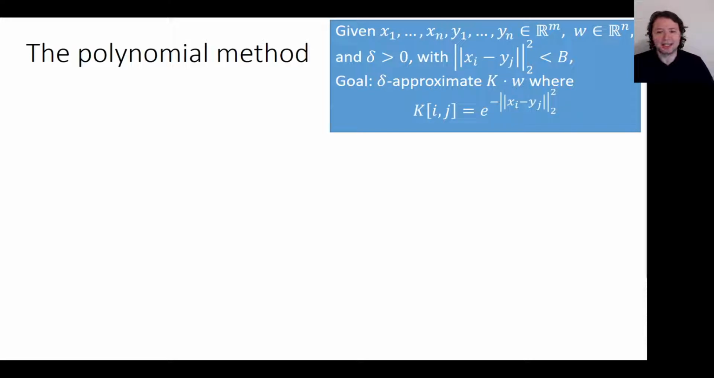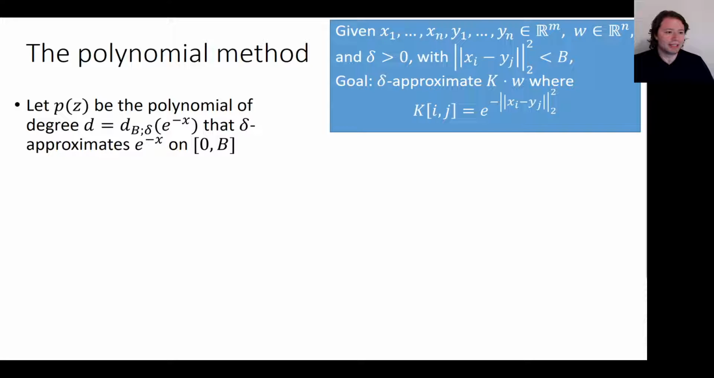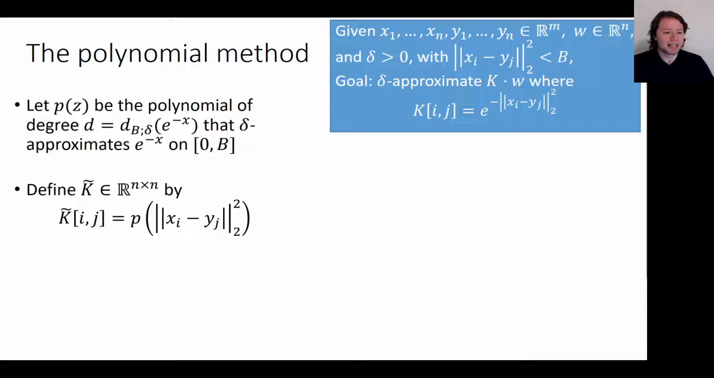So here's the idea. Let's let p be the polynomial that delta-approximates e to the minus x on the range from 0 to b. Okay, the polynomial we've been talking about. And let's define a new n by n matrix K tilde like this. Its ijth entry is the polynomial evaluated at the distance squared between x_i and y_j. So if the polynomial were exactly computing e to the minus x, K tilde would equal K, but because it's only approximating, K tilde is approximately equal to K.